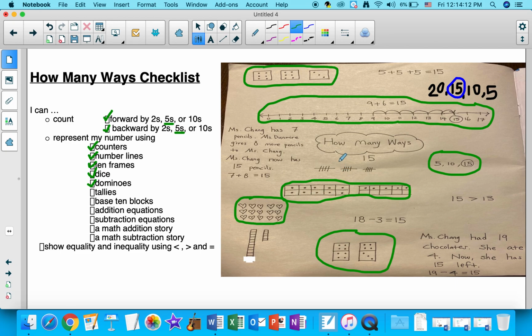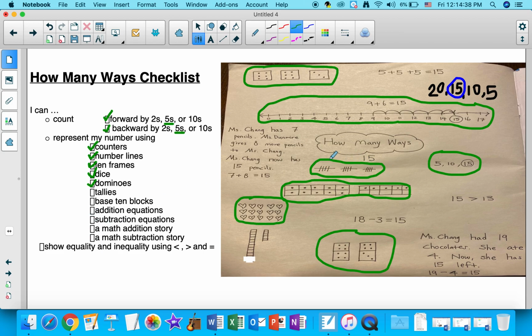When you're going over this checklist, circle the one way that you've shown that you've used to represent numbers, and then go find which way that was on the checklist and check it off.